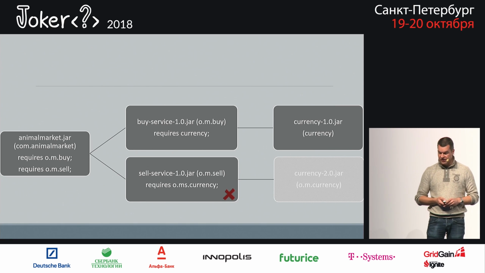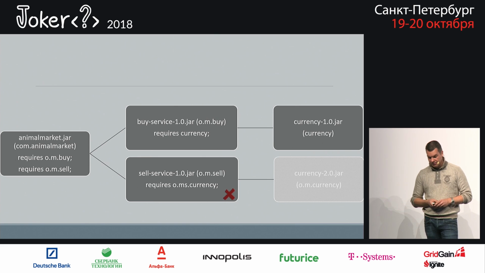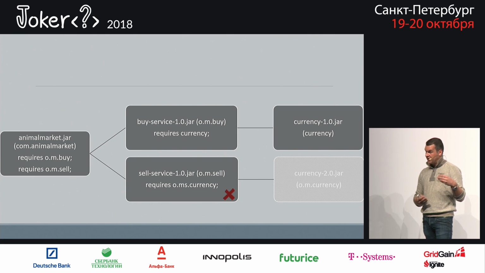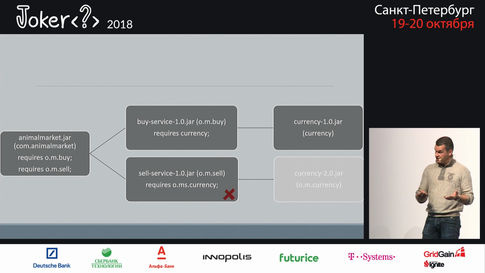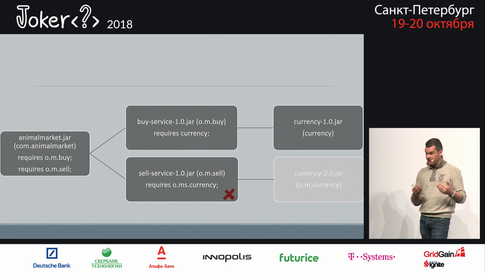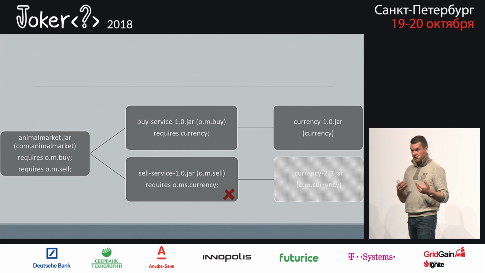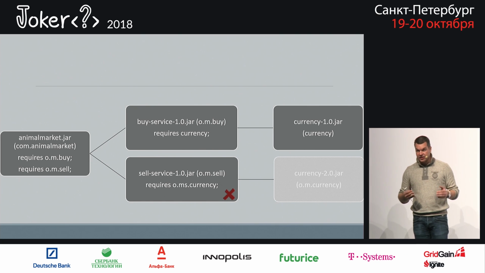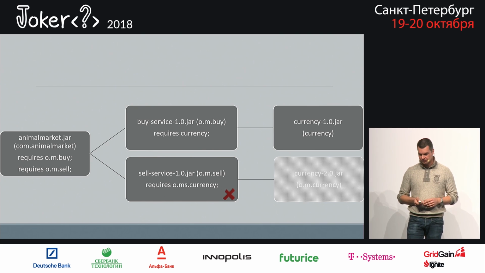And the reason is there's no module anymore with the name o.m.currency, because the currency 1.0 has an automatic module name. It is just currency. So this is kind of weird. So if I was only using buy service, no problem. If I was using sell service, no problem. If I'm using both, then I have an issue, and there's nothing I can do about it.